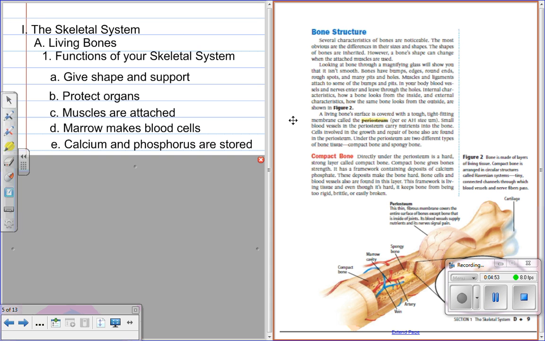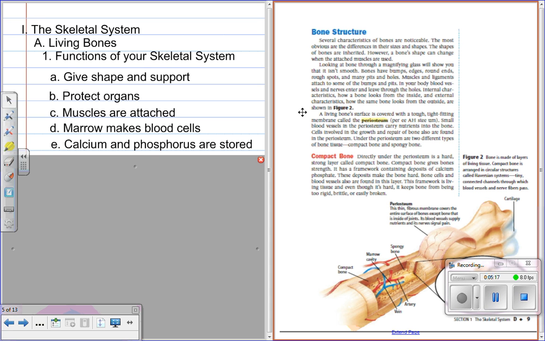A living bone's surface is covered with a tough, tight-fitting membrane called the periosteum. Small blood vessels in the periosteum carry nutrients into the bone. Cells involved in the growth and repair of bone are also found in the periosteum. Under the periosteum are two different types of bone tissue, compact bone and spongy bone.